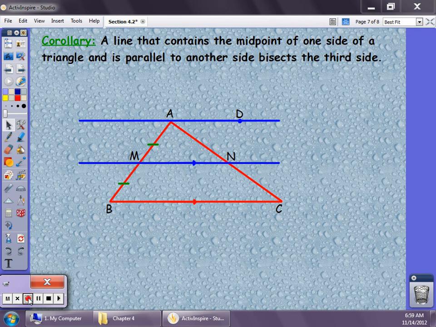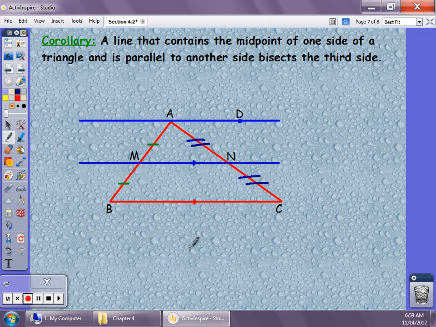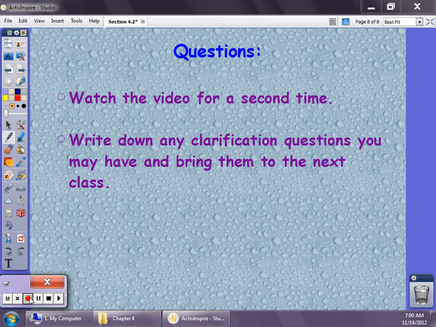So if we draw line AD and also make that parallel with MN and BC, based on theorem 4-8, if we know that AM and MB are congruent, then since these 3 lines are parallel, we also know that AN is going to be congruent to NC. And please remember that even though those segments are congruent to each other at the midpoint, it does not necessarily mean that segment AM is congruent to segment AN.